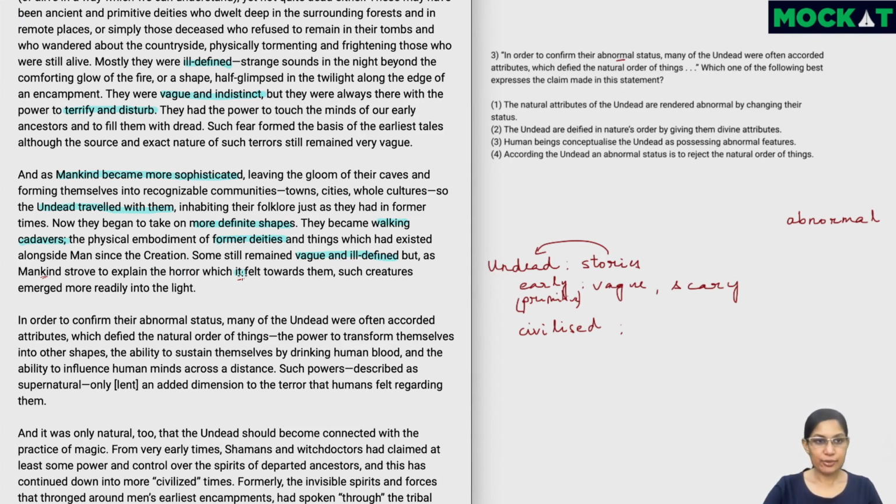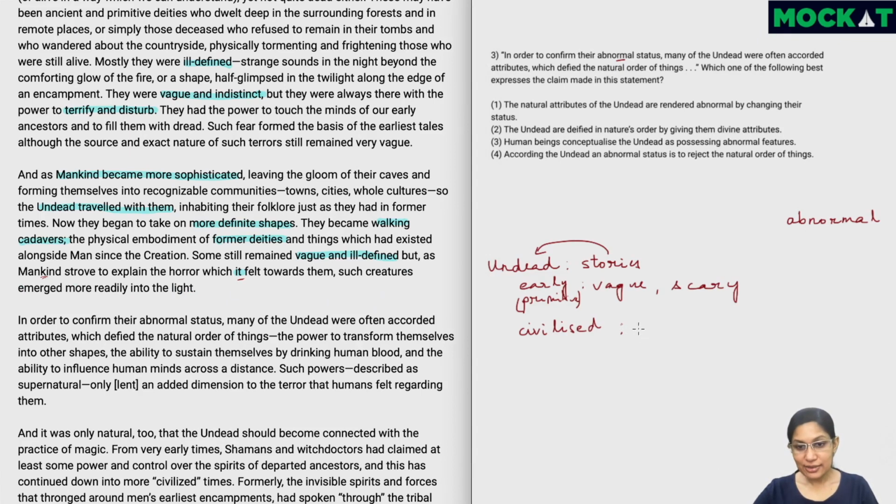So it is being used. So such creatures emerged more readily into the light. So as humans became more civilized, these undead became more defined. Now they're still scary, but they are a little bit more defined. So now we know, they could be like walking dead bodies, they could be like former gods and so on.